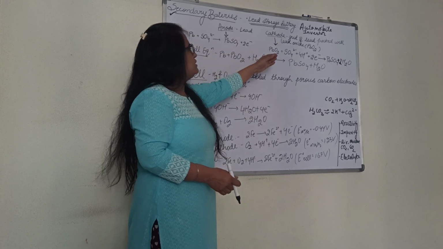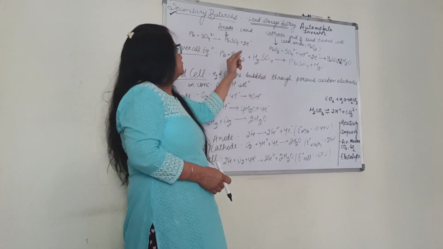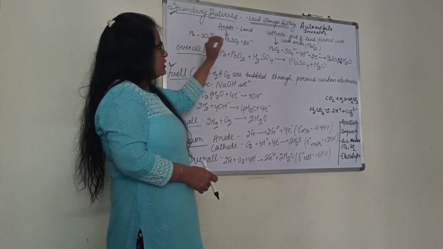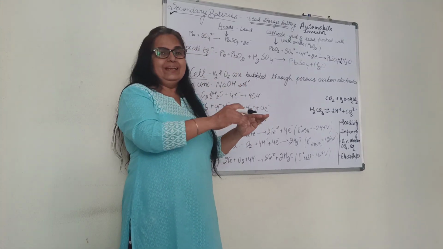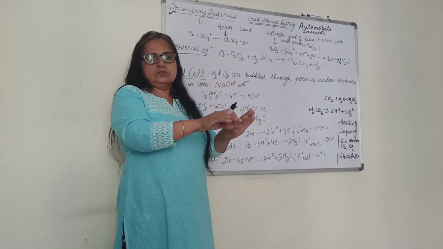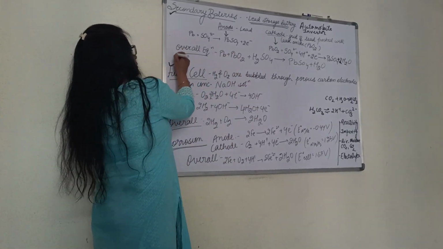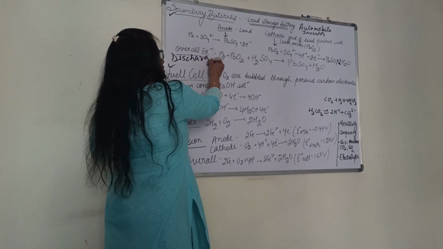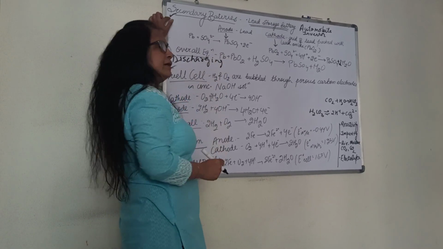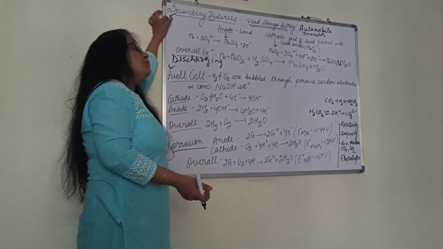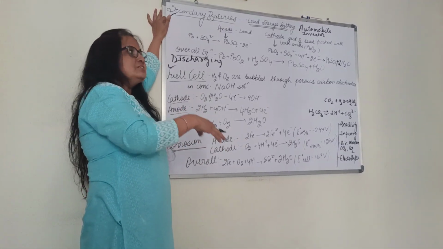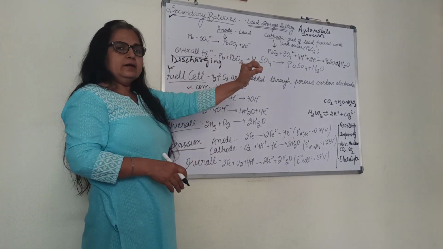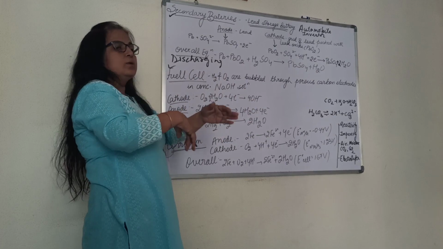If I combine these two equations, anode and cathode, you will get this as the overall equation. This is the equation used when it is in use, that is discharging. Now this type is a secondary cell. Secondary cell means which can be recharged again. Recharged again means you can reverse the reaction. So when we connect it, the whole reaction will be reversed.